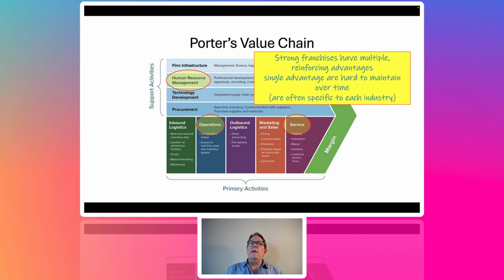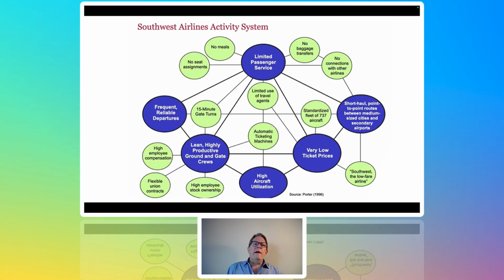Single advantages, on the other hand, are hard to maintain over time, and generally are specific to an industry, so you want to think through that as well. All right, so the classic example they give over and over again in all of the textbooks is Southwest Airlines. They were in the airline industry, which is known to be wildly competitive and low returns. Southwest Airlines managed to have very high excess returns for a very long period of time.